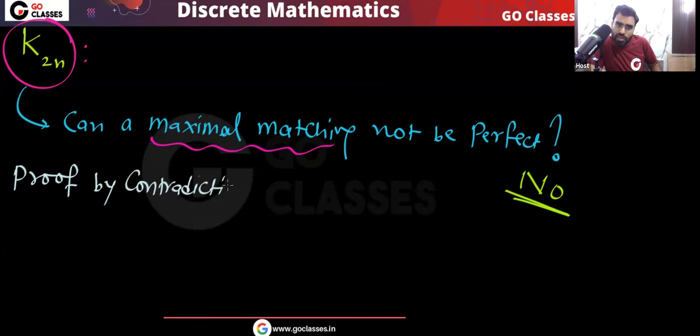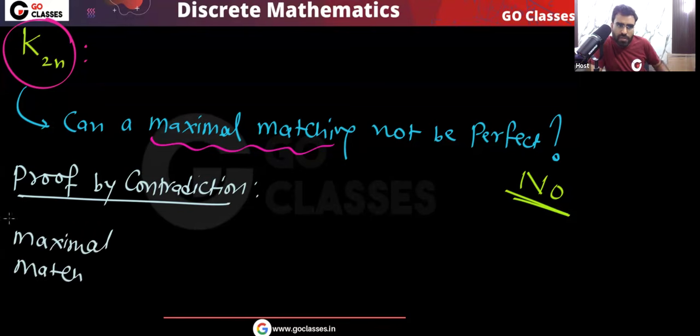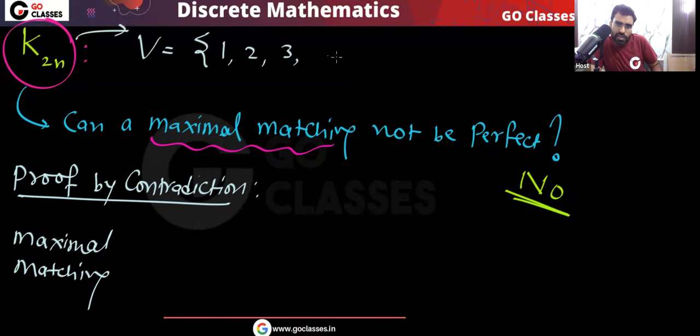You can prove by contradiction. How to prove by contradiction? Let's assume that there is a maximal matching. You have this complete graph on 2n vertices. Let's assume these are the vertices 1, 2, 3, and so on up to 2n.